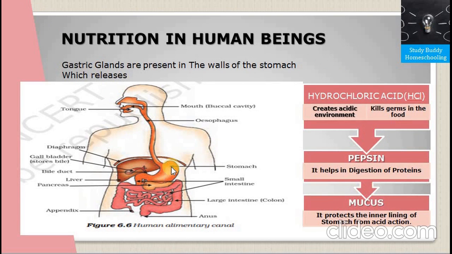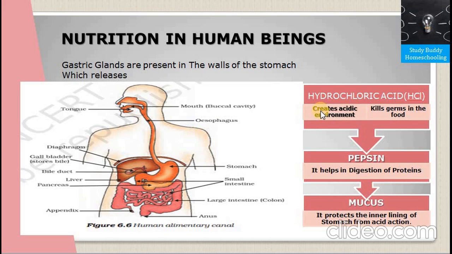So once the food reaches the stomach, there are certain glands which are present in the walls of the stomach. These are the gastric glands. These secrete few substances. They are hydrochloric acid, that is HCl, pepsin and mucus. So these three, hydrochloric acid, pepsin and mucus, are secreted by the gastric glands which are present in the walls of the stomach. So what does each one do?